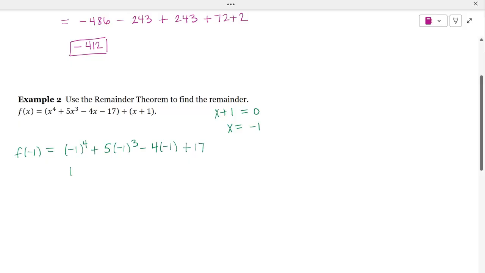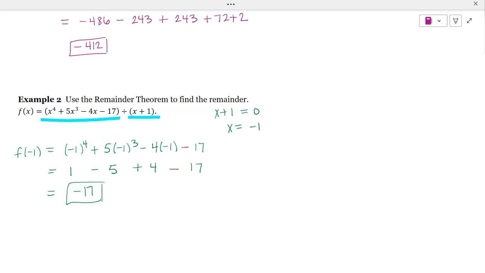So this is 1 minus 5 plus 4 plus 17. And that is going to be 17. Is that a plus or a minus? Oh, this should have been a minus here, right? Oh, from the beginning here, this was a minus 17. All right, so we're getting -17 as our value, which is not 0. So again, this binomial x plus 1 doesn't divide evenly into this. We're going to use this for some future videos.